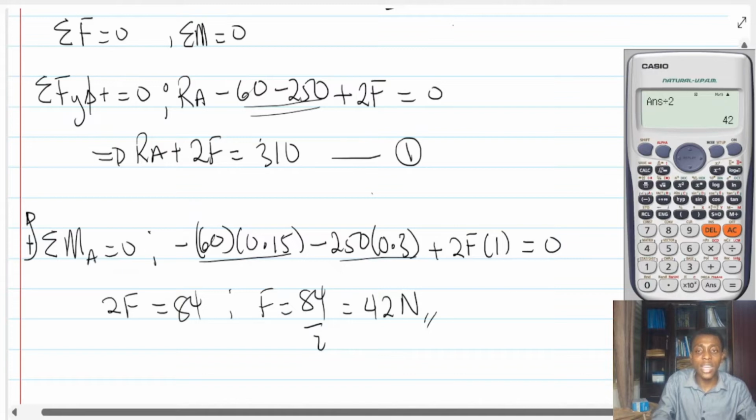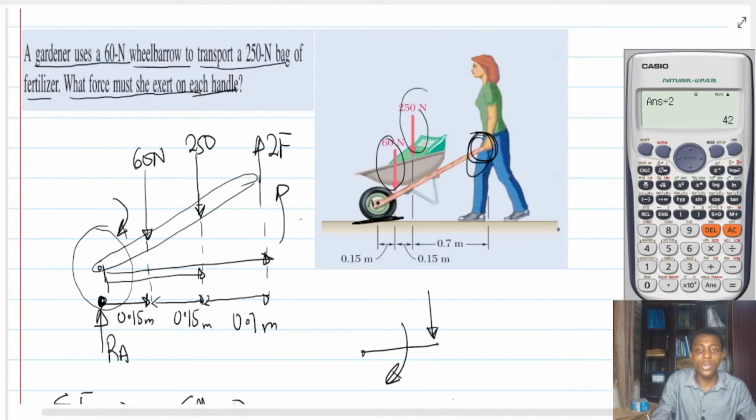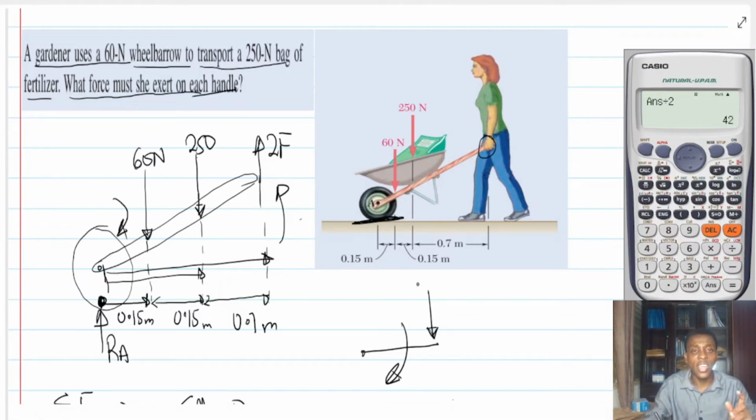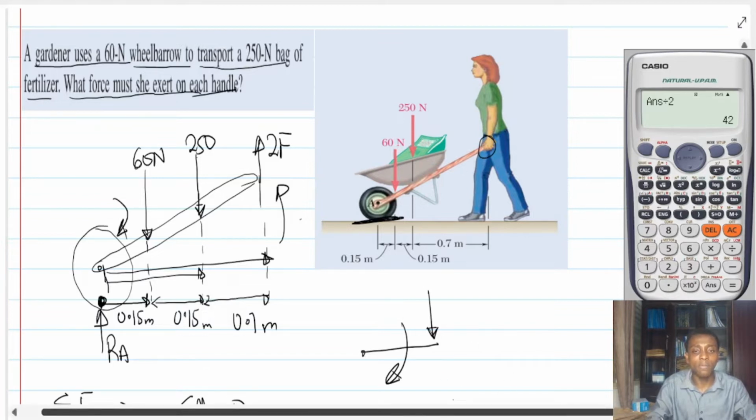So basically, what we are trying to say is that for this system shown, this girl would have to apply 42 newtons upward with each hand. So this hand will do 42 newtons, and this hand will also do 42 newtons, and she'll be able to lift this up. Let's look at the next problem.